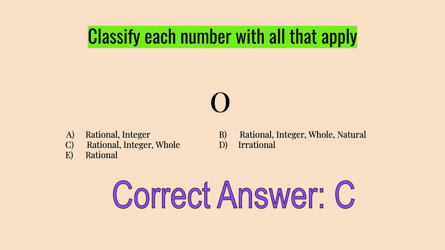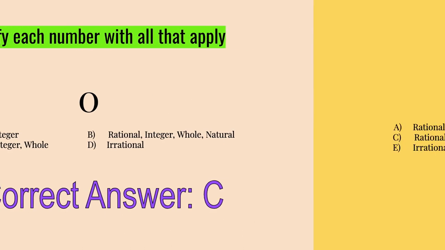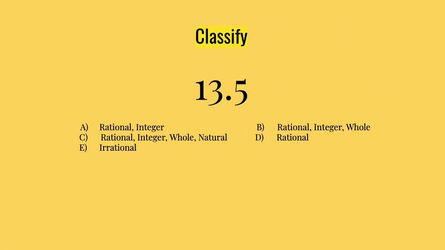Okay, correct answer: you should have selected letter C, rational, integer, whole number. It is not a natural number because we do not count with 0 when we first start counting. Let's take a look at another one, 13.5. Look at those answer choices and see which one you would select.